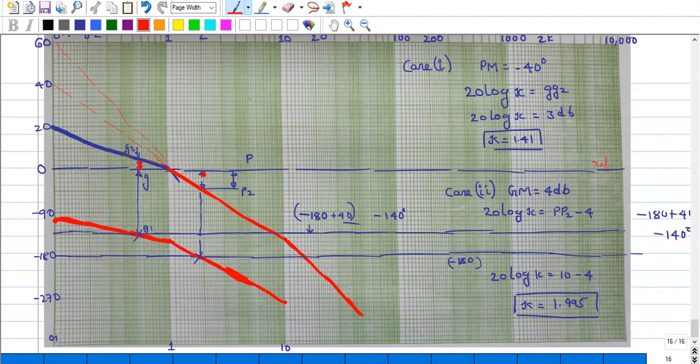This particular distance will provide us P2, that is given by 10 dB. Each division will be 2 dB, so 10 minus 4, it will be 6. So you just cross multiply, the anti-log of 6 by 20 will give you 1.995. Okay, so this will be the method in order to identify the K value when they have given phase margin as well as the gain margin. So let me wind up here.